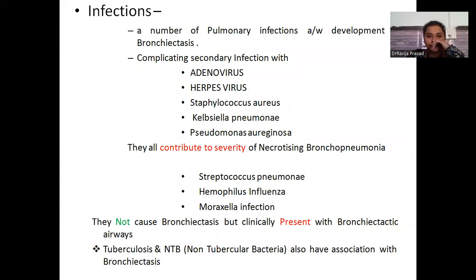Now, infections. A number of pulmonary infections stem from bronchiectasis. Complicating secondary infection infects with adenovirus, herpes virus, Staphylococcus or Klebsiella pneumonia, Pseudomonas, Aspergillus. They contribute to the severity of necrotizing bronchopneumonia.